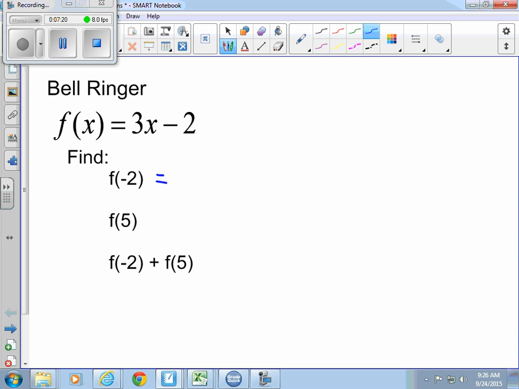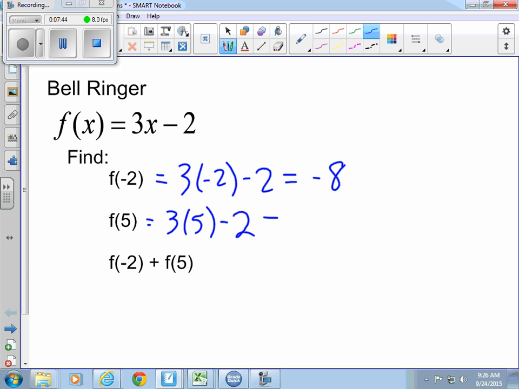F of -2. How am I going to do F of -2? We're going to put -2 in where x is. -6 minus 2, which is. Any questions about that? F of 5. Three times 5 minus 2. And so what would F of 2 plus F of 5 be? And how do we get that?